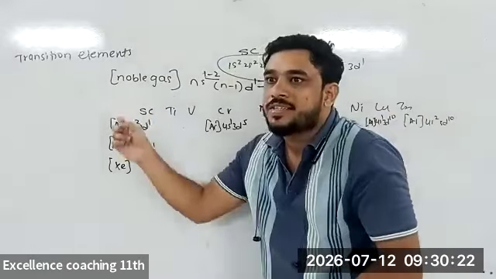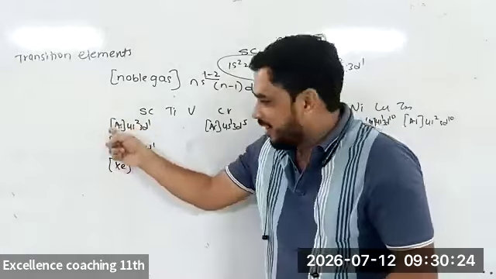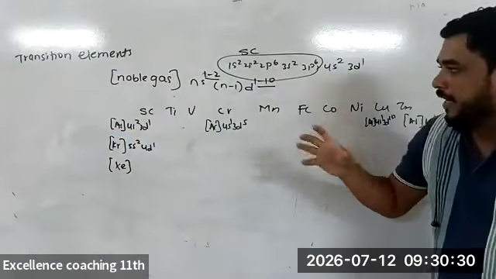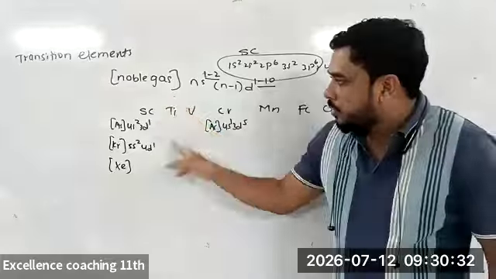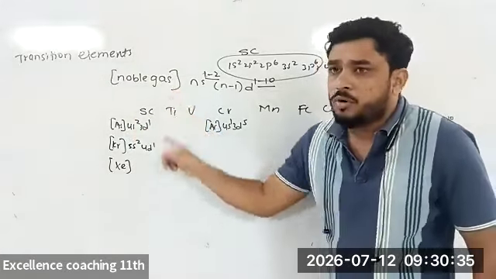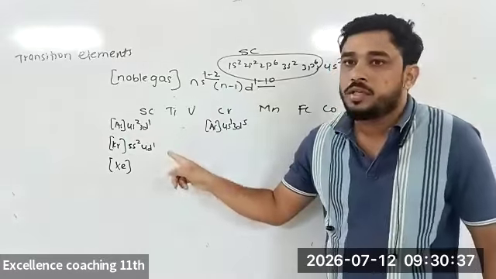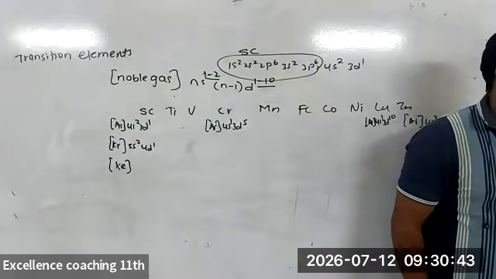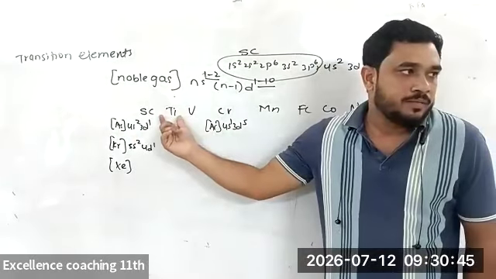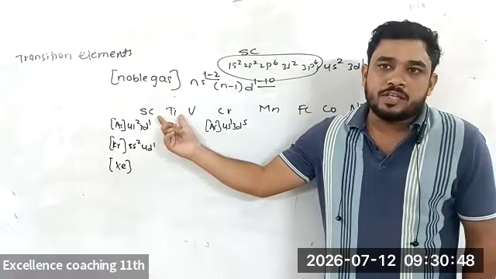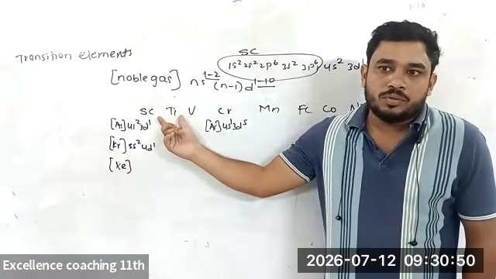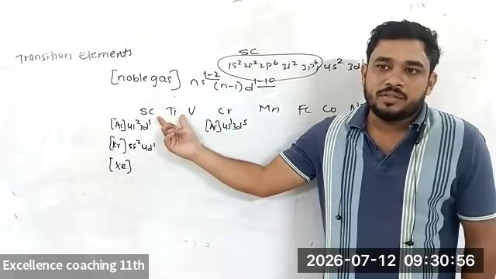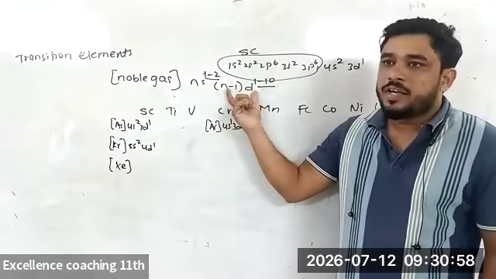The noble gas does not stay the same everywhere. As the periods are changing, the noble gas is also changing. If I tell you to write the general electronic configuration of group 4, what will you write? It will be noble gas, then ns2. Will it be ns2? Yes. Then (n minus 1)d2.